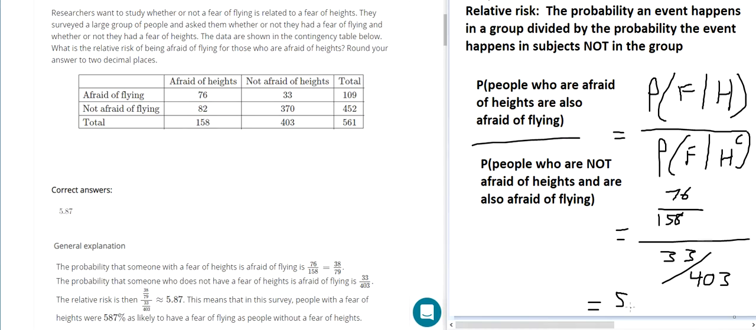So yeah, the trickiest part is definitely figuring out which numbers are supposed to go here. But if you've seen the conditional probability formula before, hopefully seeing that notation makes things a little bit more clear. But again, the idea of a relative risk: the probability that your event happens within some certain group of your subjects, divided by the probability of that same event happening outside of your group of subjects. That's relative risk.